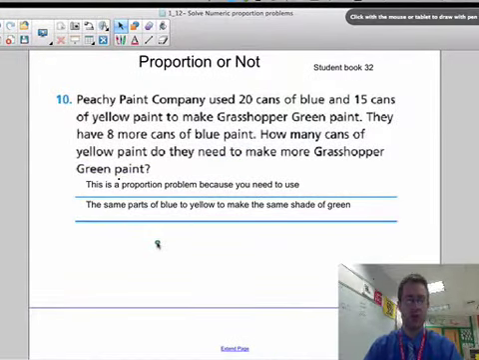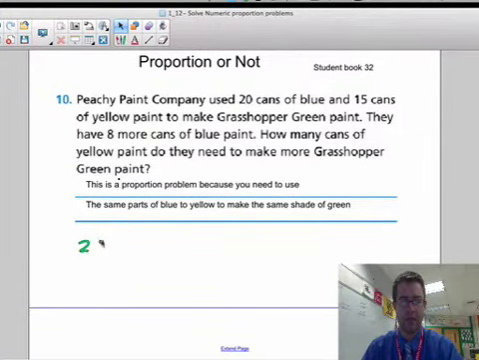So since it is a proportion problem, what I would do is set this up as a proportion, an equivalent ratio. So we've got 20 cans of blue to 15 of yellow is equivalent to 8 to y. So I'd set it up just like this: 20 to 15 equals 8 to y. And so I'd do that and I should get 5.